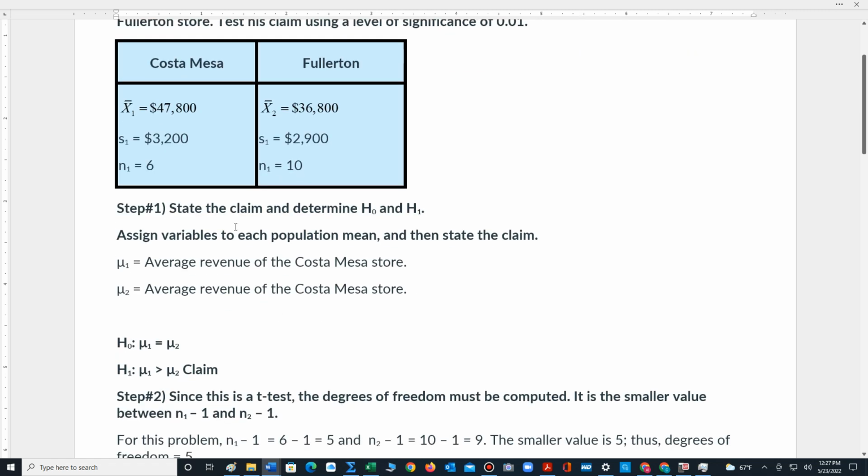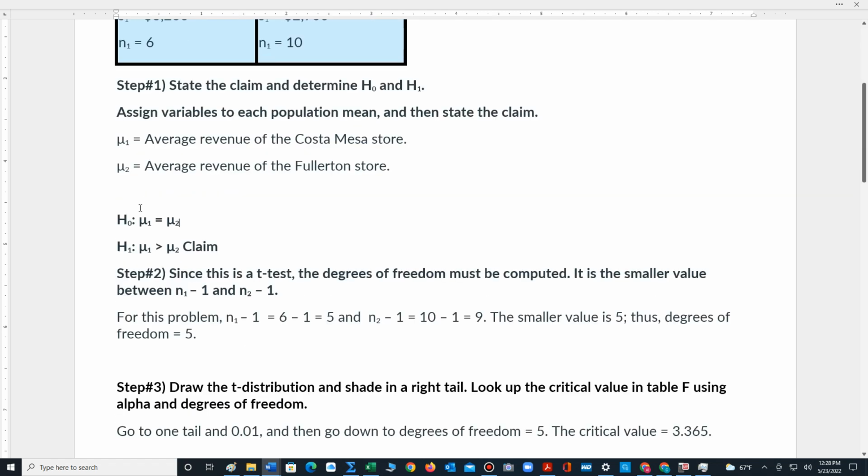$2,900. Step 1, we have to state the claim, determine H naught and H sub 1. We begin by assigning variables to each population mean and then state the claim. So mu1, that's going to be the average revenue for the Costa Mesa store. Mu2 is the average revenue for the Fullerton store. When we set up our claim, H naught is that mu1 equals mu2. H sub 1 is that the average revenue of the Costa Mesa store is greater than the average revenue of the Fullerton store. That's our claim.